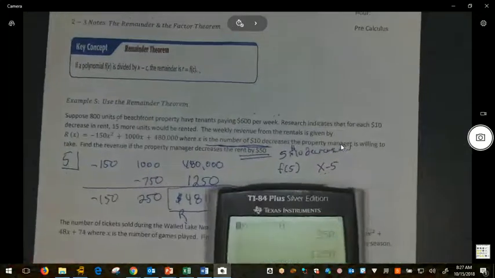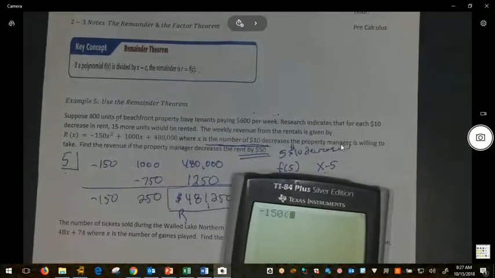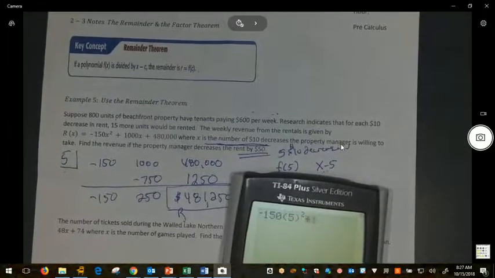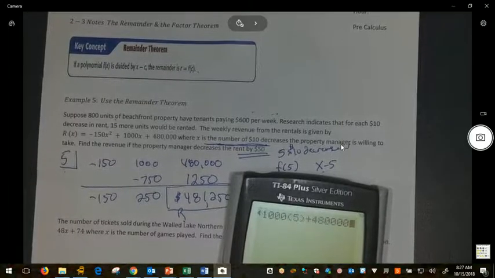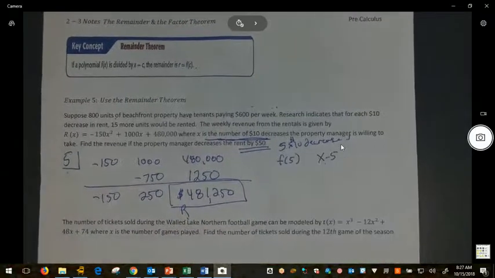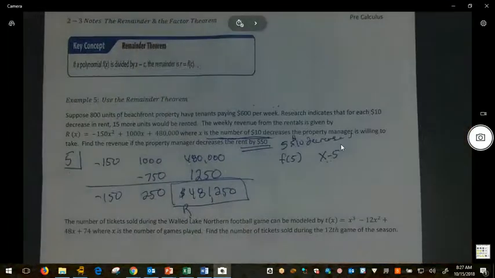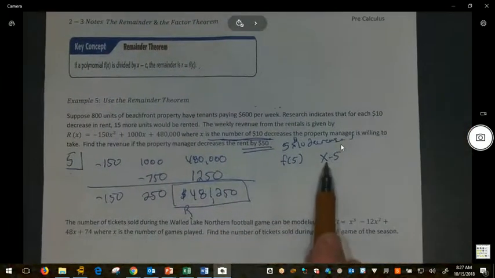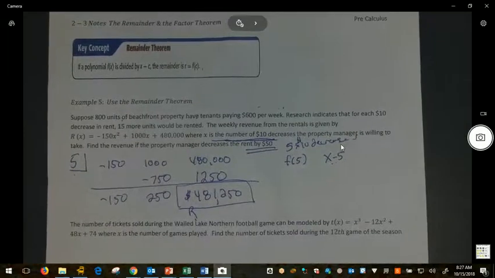Now I'm going to plug this in to show you that it does the same thing. 5 squared plus 1,000 times 5 plus 481,230. There's the same answer, 481,250. We're just practicing how the remainder theorem can be used. Sometimes it's helpful. In this particular case, it may have just been easier to plug 5 into the equation.